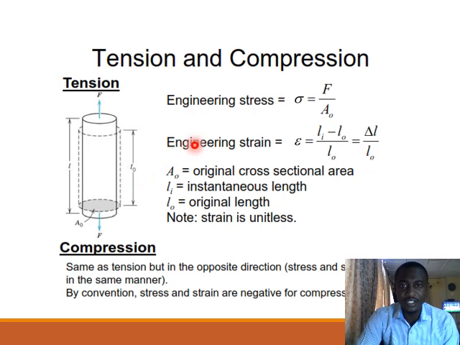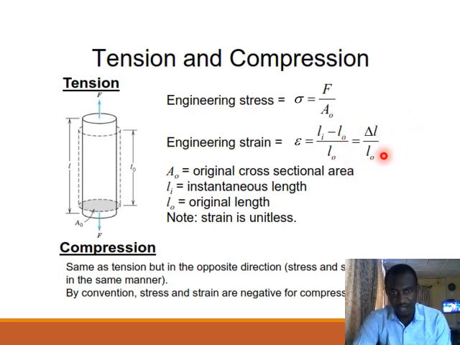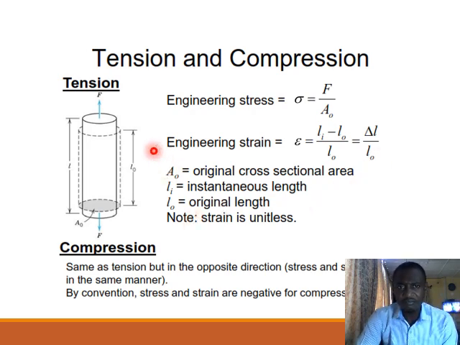So if you want to calculate the engineering strain, it is the change in this length by the original length. That gives you the engineering strain. So what you see now is that the engineering stress will have a unit of Newton per meter square, which is also known as Pascal, and most materials will have a unit in the range of megapascal or gigapascal. The strain here has no units because the change in length by the original length has similar units, so they cancel out.